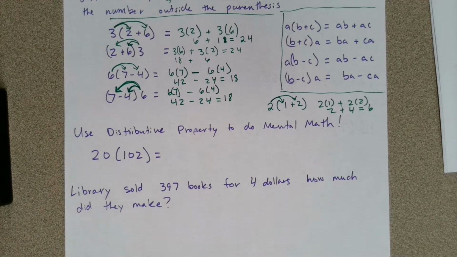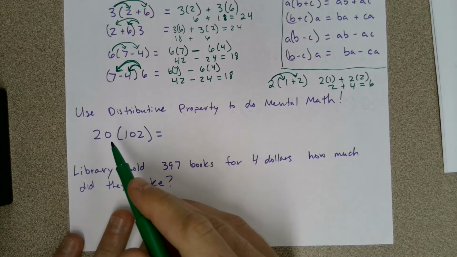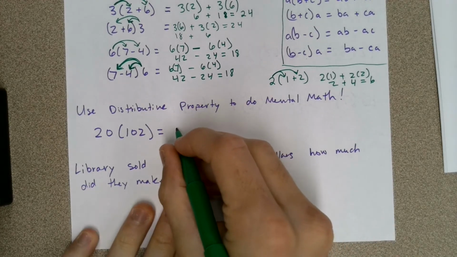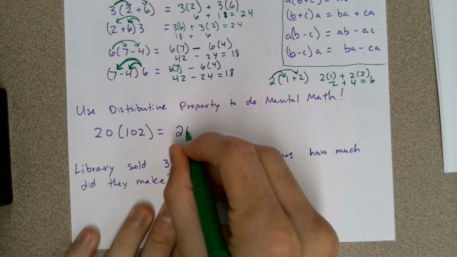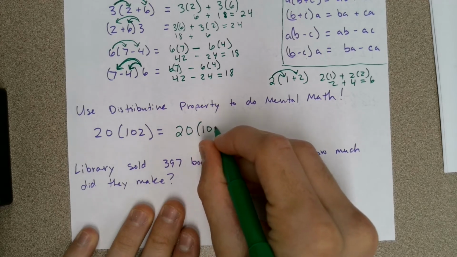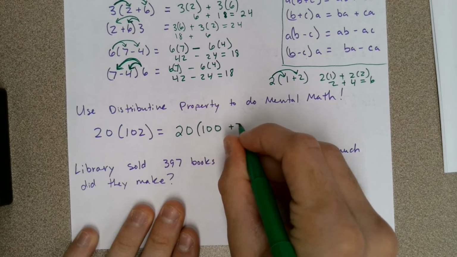Okay. So that's our distributive property. The way that we are going to use it today is trying to make our math problems a little easier so we can do some mental math. I'm looking at this problem right here, 20 times 102. I'm thinking, oh, I know what 20 times 100 is, but I don't know what 20 times 102 is. But there's a way that we can do this. We can rewrite this. Check this out. 20 times 100 plus 2.